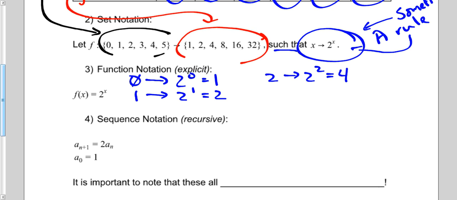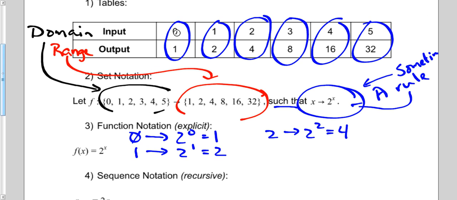A 4th way is what we call sequence notation, or recursive. What this means is I get a starting point right here. I put my starting point last, but that's my starting point. So when my little number equals 0, I get 1. Just like here, when I had 0 as my input, I got 1 as my output.